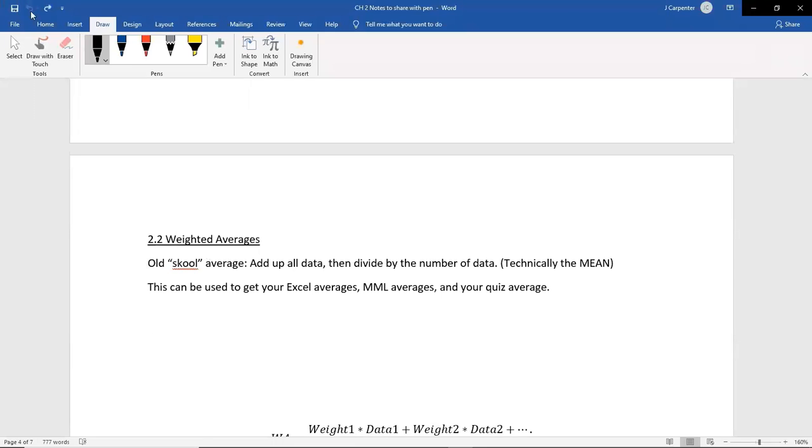So the old school average is just add up all the data and divide. If you had an 80 on a test and 100 on a test, you'd get 80 plus 100 divided by 2, and you'd get 180 over 2, which is 90. So your grade would be a 90%, which would be an A. That's the old school average.